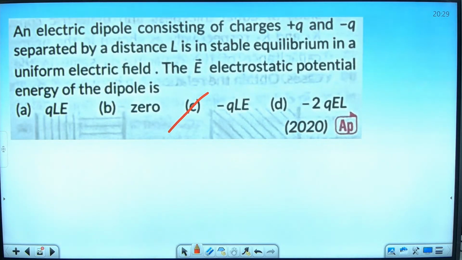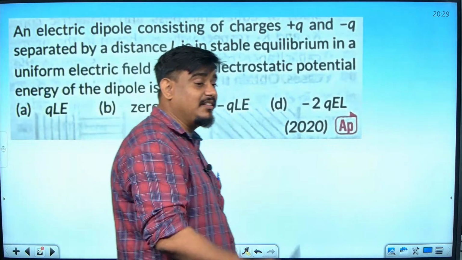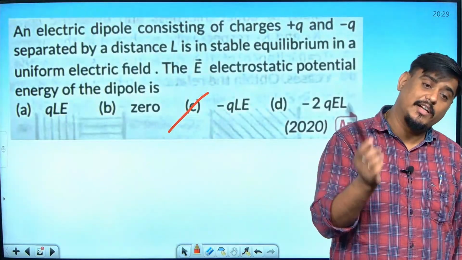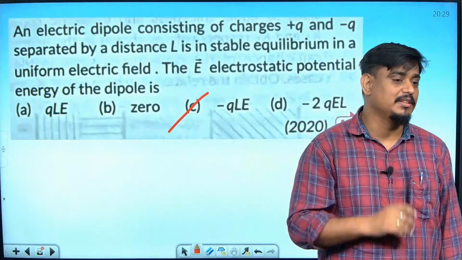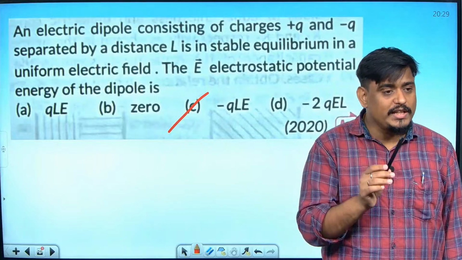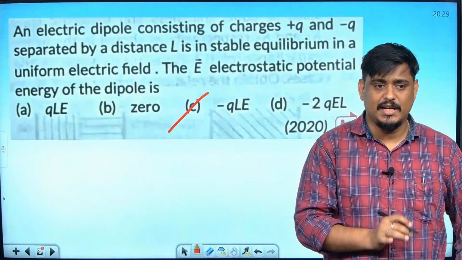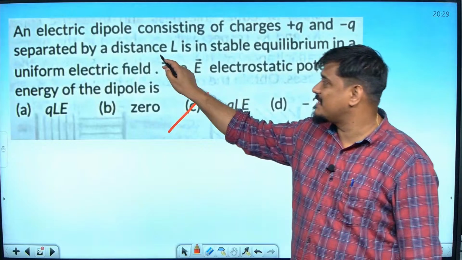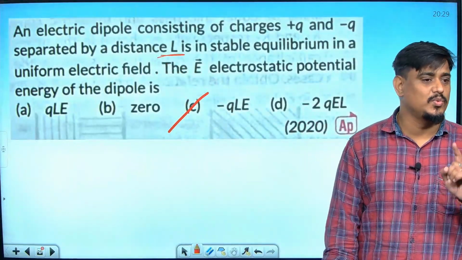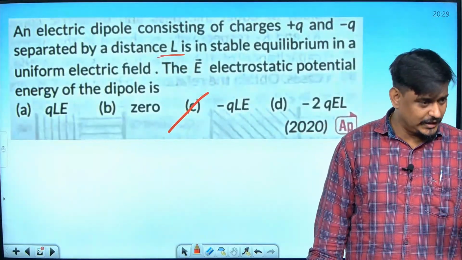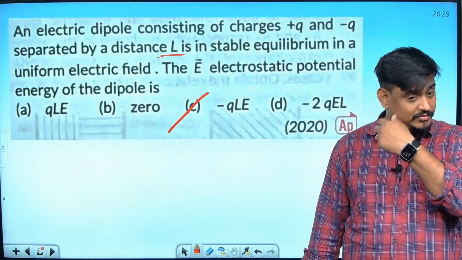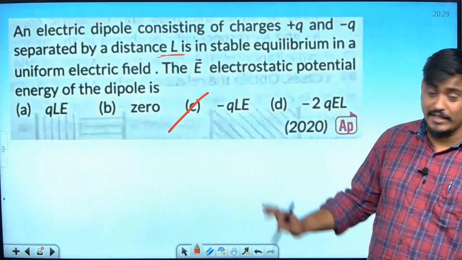Why have they given the third option, you know? Because many children will think 2D, so they will take 2L and a mistake will be there. 2D is just for mathematical purposes. They have given here the distance between them is L only. Don't take it as 2L. That only you did, eh? Very good. 1 mark you will lose in the board examination if you do like that.